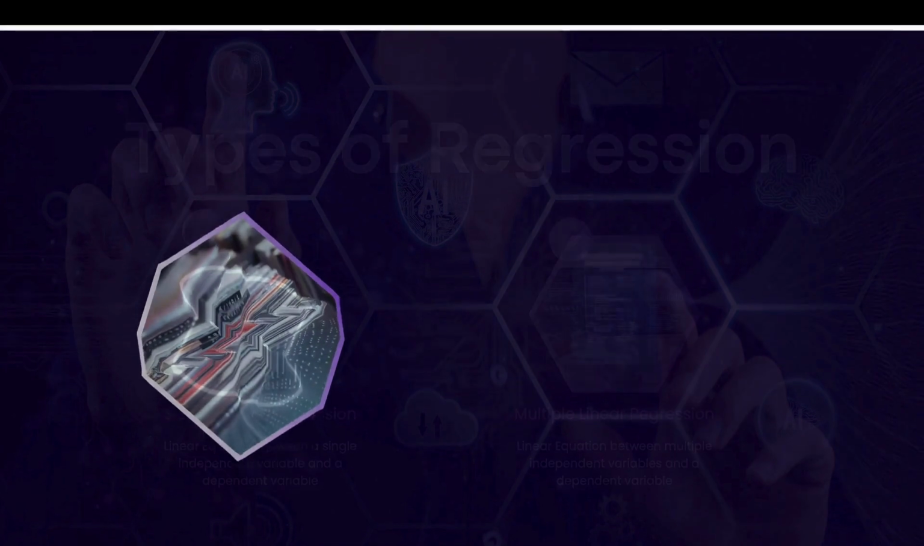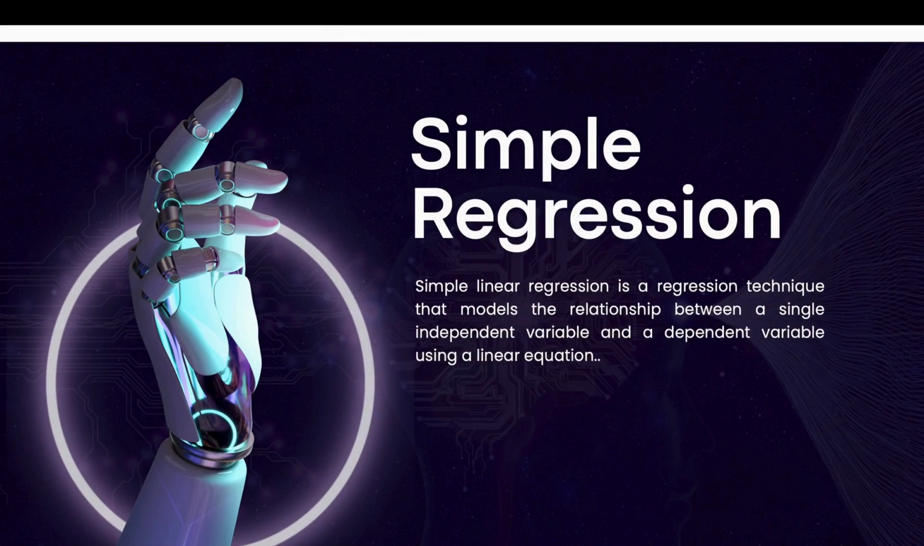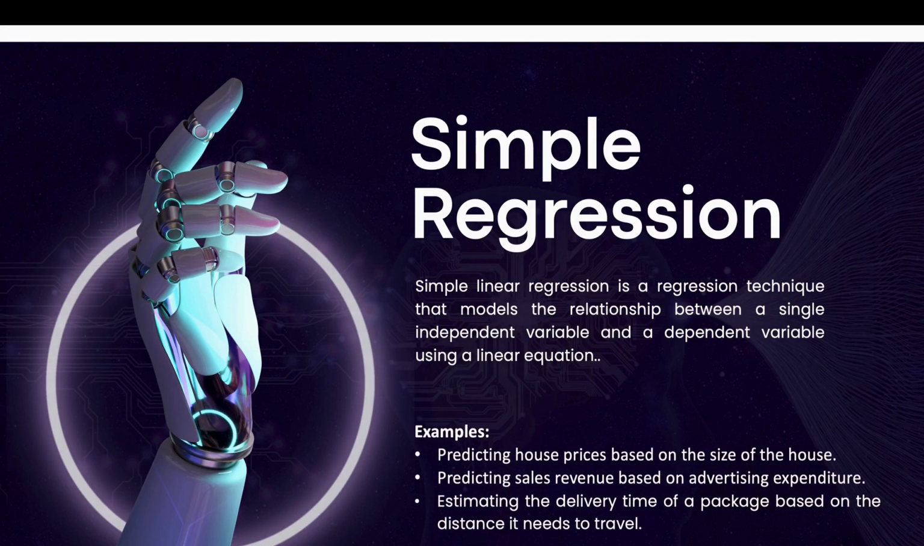So first we'll start with simple linear regression. So like I mentioned, simple linear regression is a regression technique where you model the relationship between a single independent variable and a dependent variable using a linear equation. So for example, let's say you have to predict the house price based on the size of the house. So size of the house would be your independent variable and house ka price would be your dependent variable. So basically based on this input, which is size of the house, give me the output, which is house price.